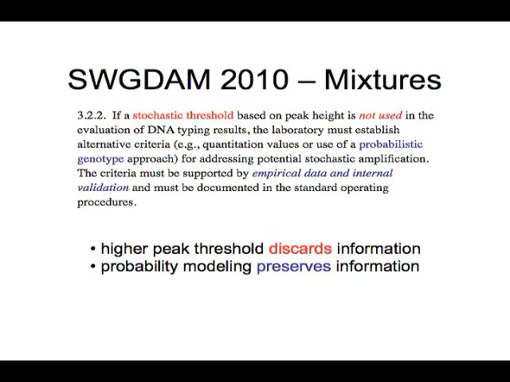Now, fortunately, the SWGDAM 2010 guidelines come to our rescue. They say if you don't use stochastic thresholds, then you can use a probabilistic genotype approach, where you make better use of the quantitative data. You have to support your criteria with empirical data internal validation. Now, whereas higher peak thresholds may discard information, probability modeling has the potential to preserve all the information that's present in the data. Next slide.